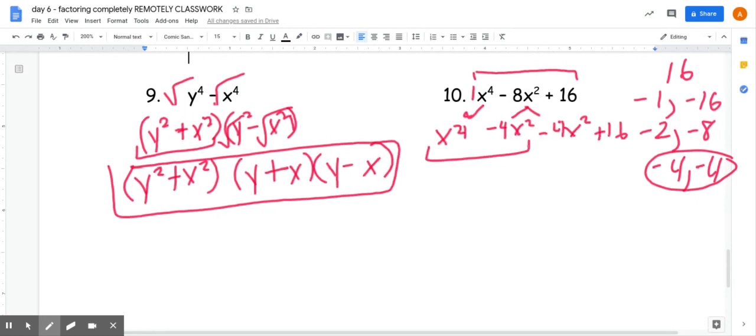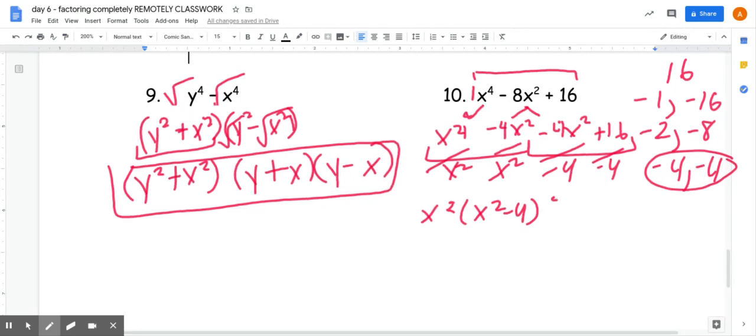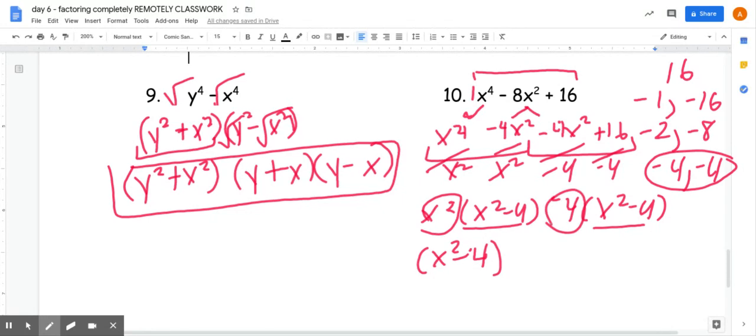Now we group it. Factor out your x squared, that's your GCF here, and negative 4 is your GCF here. So this becomes x squared times x squared minus 4. And then you have your negative 4 times x squared minus 4. Okay, now here's your common factor, x squared minus 4. And then your x squared minus 4 goes next to it.